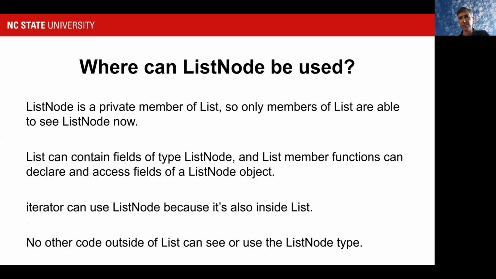Okay, and you might ask, where can list node be used if I declare it inside list? Well, list node is a private member of list, so only members of list are able to see list node now. That means any member functions or member variables can use the list node type. List can contain fields of type list node, and list member functions can declare and access fields of a list node object. The iterator can also use list node because it's also inside list and is able to see anything declared inside list. No other code outside of list, though, can see or use the list node type. And if they tried, there would be a syntax error saying that list node is private and only accessible within list.